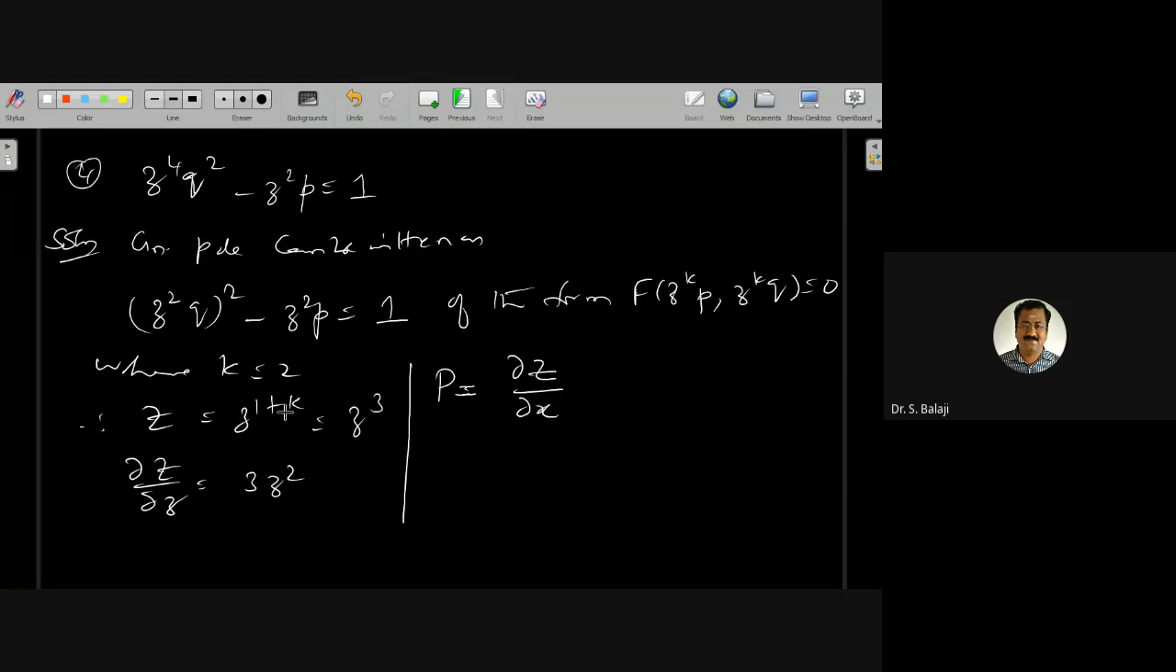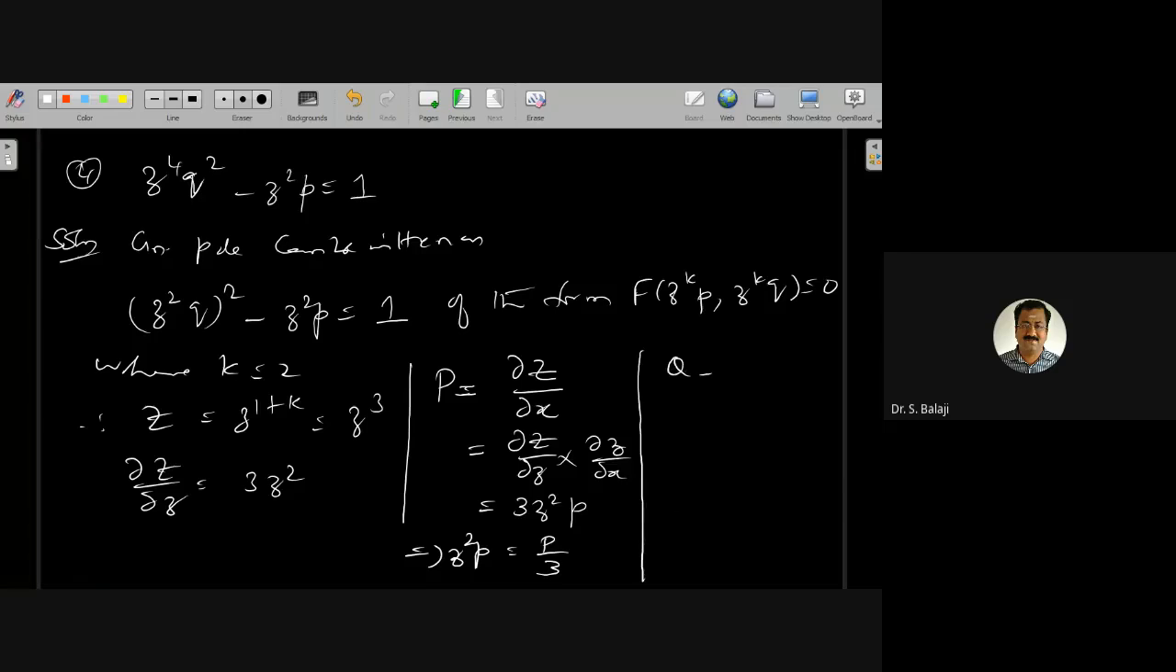Z comes as capital Z. There is no change in x. And how can you convert this one? ∂Z/∂z is possible, but ∂z/∂x is also possible here. This is the notation: ∂Z/∂z is 3z², and this is p, the standard notation. So z² p can be written as P by 3, equal to P by 3.